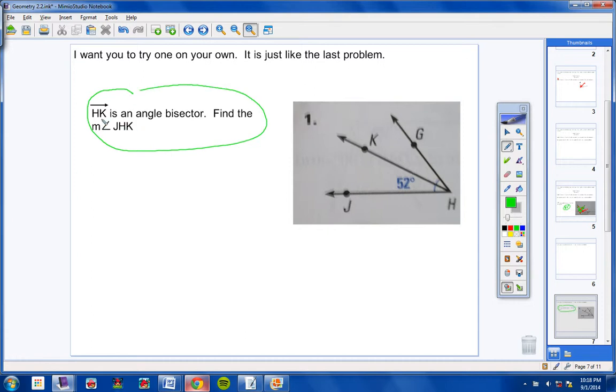Ray HK is an angle bisector. Find the measure of angle JHK. Copy that in your notes. Copy this angle in your notes. And I'm going to give you about 60 seconds to try to figure this problem out. So do not pause the video. Just go ahead and let this run, and we'll see how you guys do.